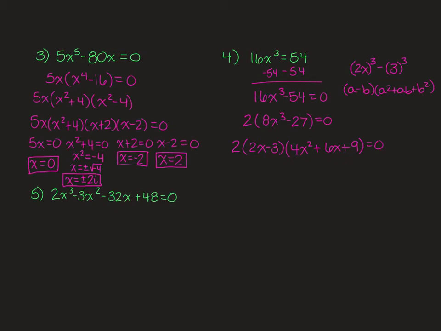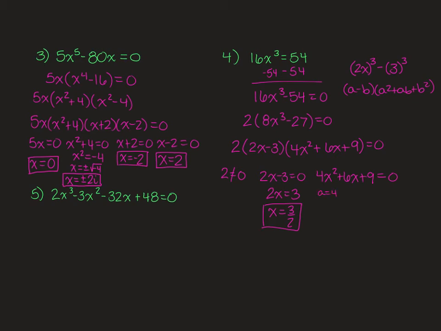So we set each factor equal to 0, so we're going to set 2 equal to 0, 2x minus 3 equal to 0, and then 4x squared plus 6x plus 9 equal to 0. Well, 2 does not equal 0. That is not really a relevant factor, so we will move on. So 2x minus 3, add 3 to both sides, and then divide by 2. X is equal to 3 over 2. So that's one factor. And then for this trinomial here, I'm going to use the quadratic formula.